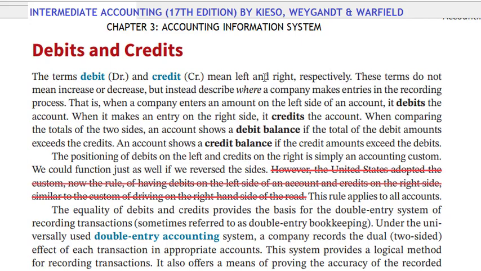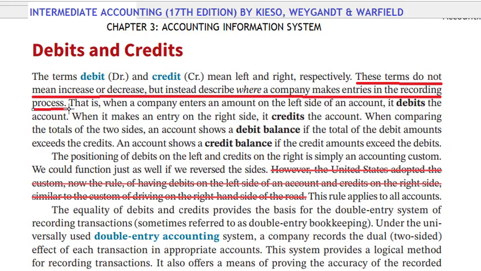These terms do not mean increase or decrease, but instead describe where a company makes entries in the recording process. This whole sentence is very important. Why? Because people make mistakes. Students actually make mistakes, quite a lot of mistakes. They tend to assume, and don't make assumptions about things like accounting, or in general, just don't make assumptions about something like this. It's best to know what it is rather than assume about it.